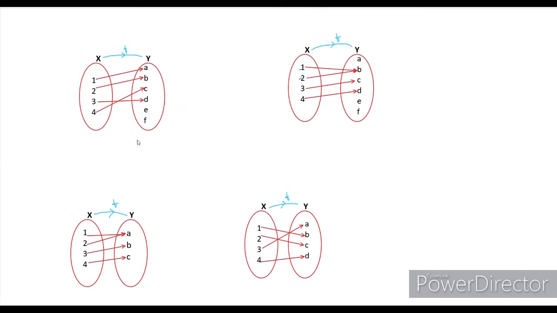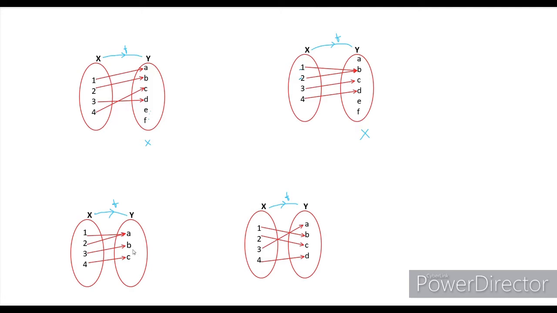Now, I have a few arrow diagrams here. Let us check whether these functions are onto functions. Now, you check the codomain set. There are two elements E and F in the codomain set left without mapping. They have no pre-image in the domain set. So, this is not an onto function. Now, look at this. In this mapping also, there are two elements of the codomain set left without mapping. So, again, this is not an onto function.